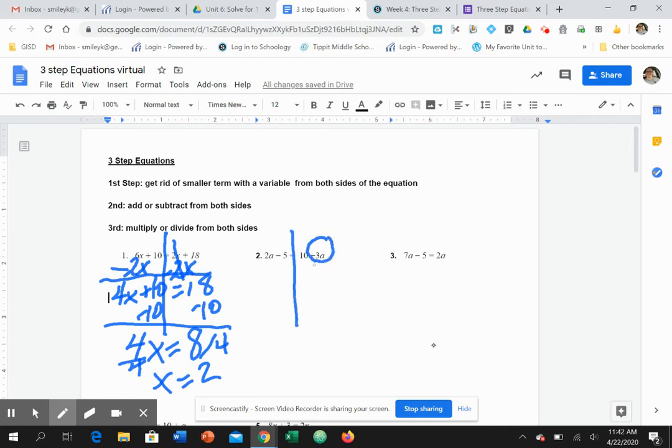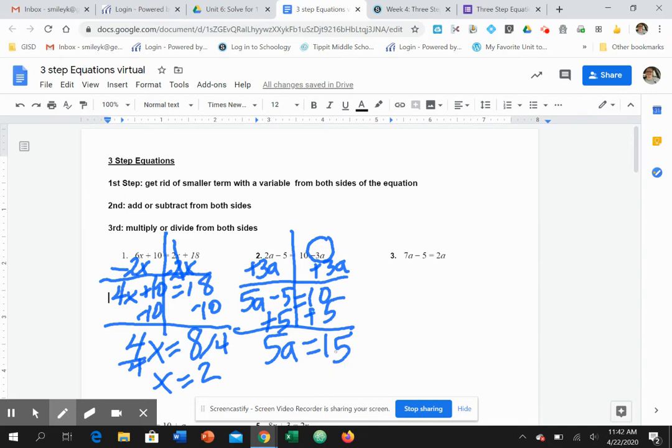So I'm going to add 3a to both sides, and I get 5a minus 5 equals 10. Okay, now it's a two-step problem. Add 5 to both sides, and you get 5a equals 15. And if you divide by 5, you get a equals 3. Don't have any room, I'll put it right there.